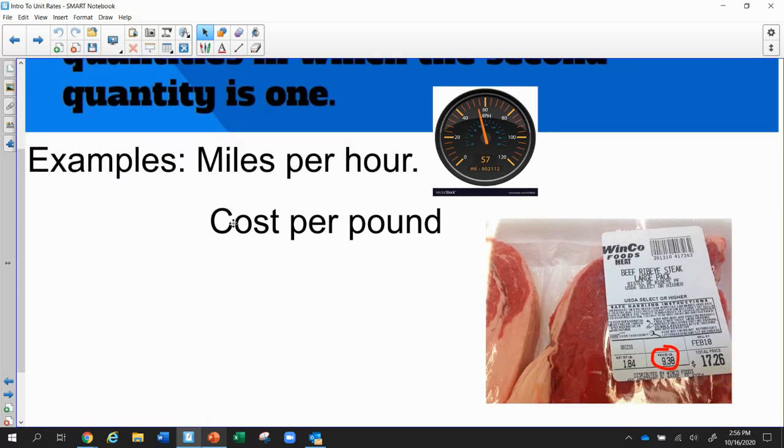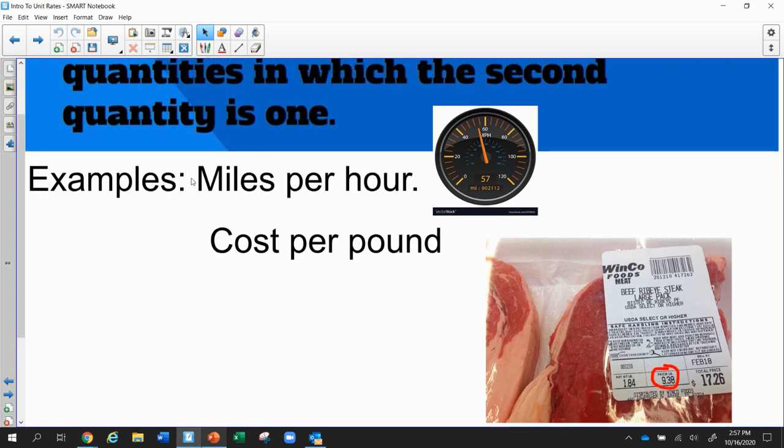Another example you might see is cost per pound. You see this all the time at the store. It's a unit rate, so you see this meat is $9.38 per pound. It's 1.8 pounds, so the total is $17.26. But the unit rate is the cost per the 1 pound. So if it was 1 pound, it would be $9.38.